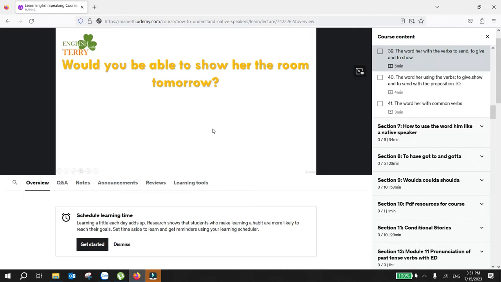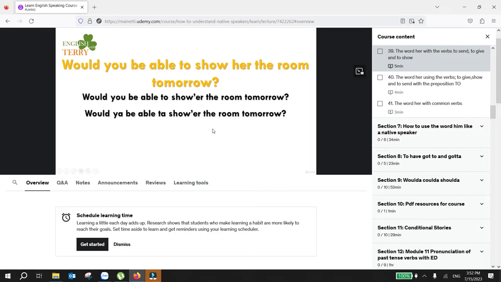Would you be able to show her the room tomorrow? Would you be able to show her the room tomorrow? Would you be able to show her the room tomorrow? Would you be able to show her the room tomorrow?